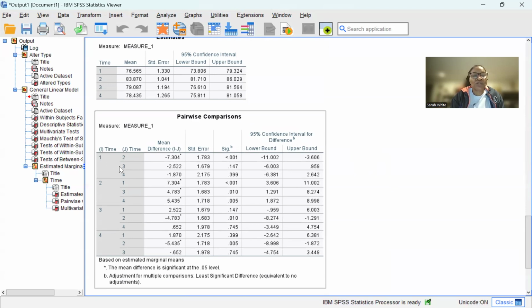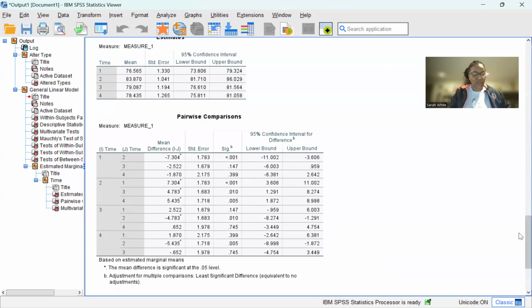Between 1 and 3 is only negative 2.522. Between 1 and 4 is negative 1.870. So we've already got that. Let's look at between 2 and 3. That's 4.783. And 2 and 4 is 5.435. We can also look here at between 3 and 4, which we didn't get yet. That is 0.652. And I believe we've seen all of those others, so we don't need to read all of those.